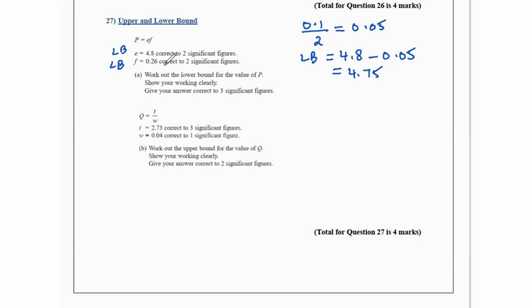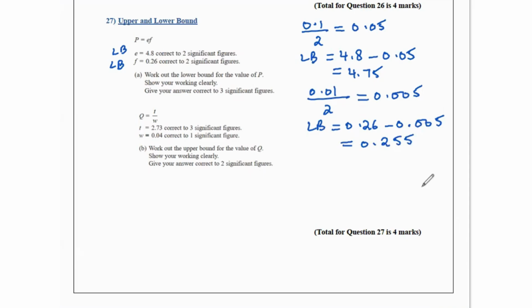Similarly, for F, our second significant figure is 6. The place value of 6 is 0.01. So 0.01 divided by 2 is 0.005. So for the lower bound, it's going to be 0.26 minus 0.005, which is 0.255. Now for the lower bound of P, we will multiply 4.75 with 0.255, which gives us 1.21 correct to three significant figures.